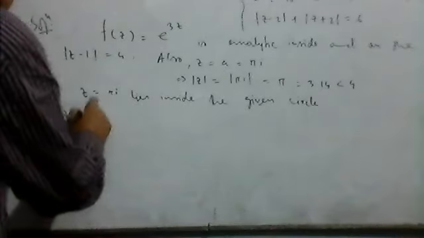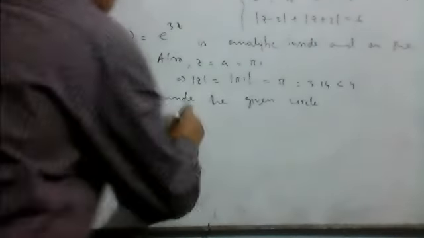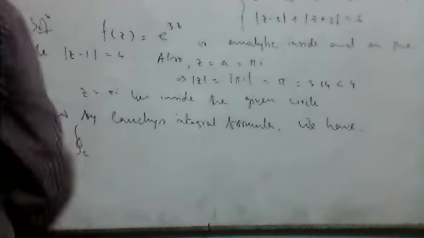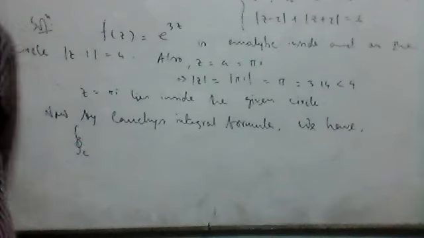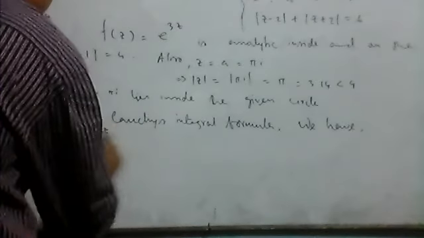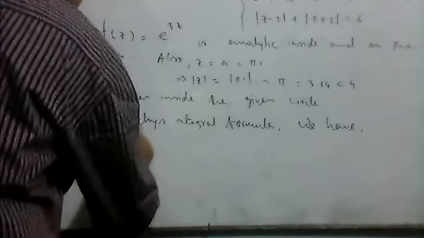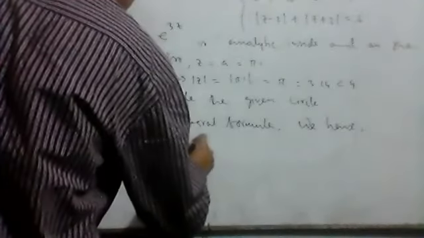Now by Cauchy's integral formula, we have the integral along C of e to the power 3z divided by z minus pi I, which is given in the question, is equal to twice pi I f(pi I), since z is equal to pi I is the point that lies inside the circle C.